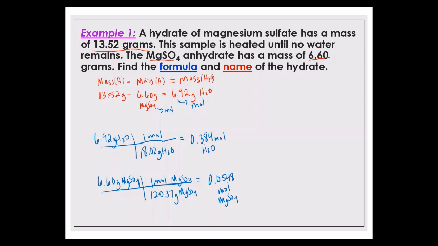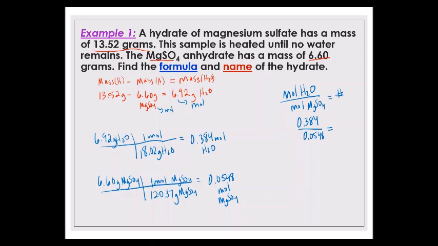Now, since we have the moles, you do something called the mole ratio. The moles of the water divided by the moles of the magnesium sulfate here is going to give us our coefficient number, that number that goes in front of the water. So 0.384 divided by 0.0584. And it should be close to a whole number.